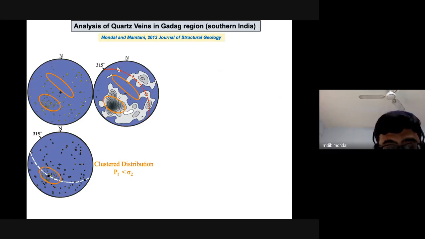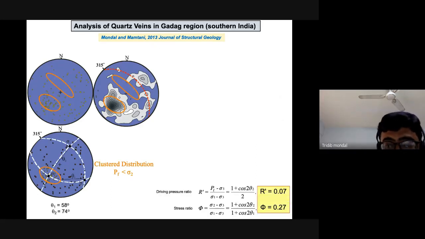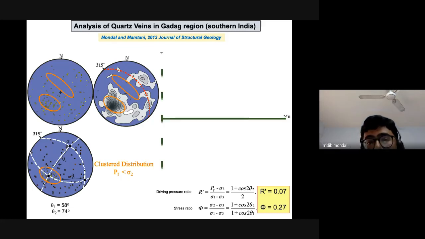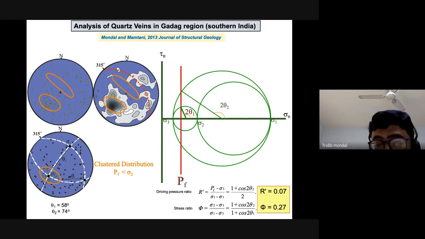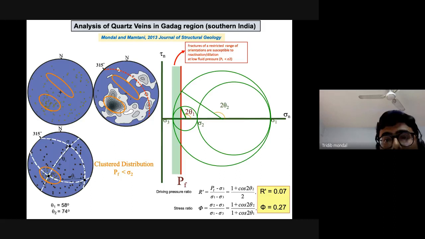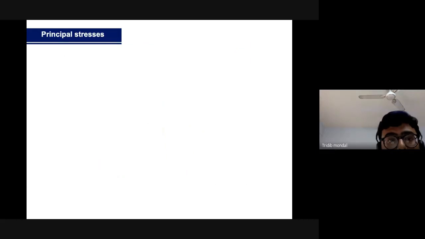again, by assuming this is a cluster distribution, we can establish a low fluid pressure condition following Joly and Sanderson 1997. And here you can see the R dash ratio is 0.07. And the 3D Mohr circle construction represents a very low fluid pressure condition graphically, and this is the range of orientation of fractures that are susceptible for reactivation at low fluid pressure conditions.